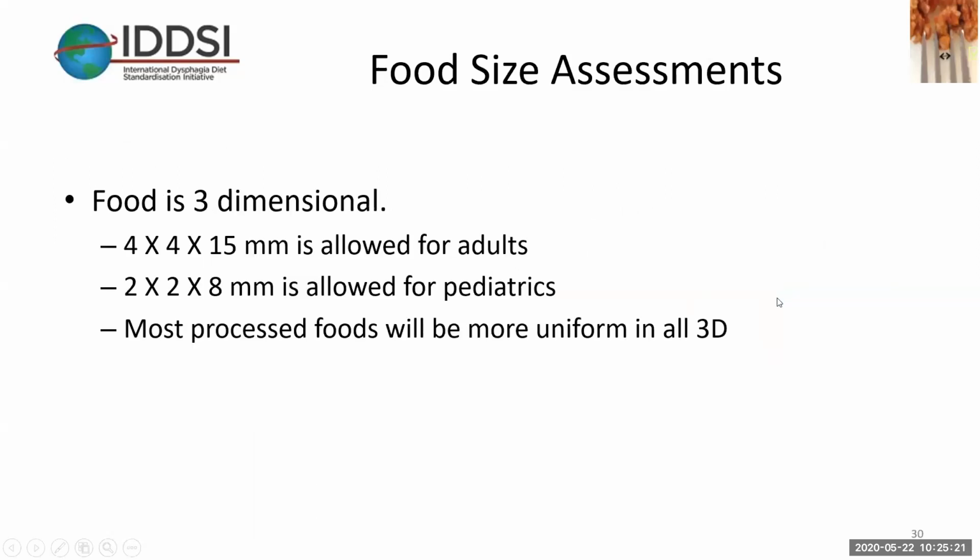And of course, food is three-dimensional, so IDDSI actually allows food to be 4 by 4 by 15 millimeters for adults and 2 by 2 by 8 millimeters for children. This does allow for things like rice or chopped up noodles to be compliant with IDDSI without more processing. And note that most foods you're going to test will be more uniform because of the way food processors work, it's just going to chop it up.